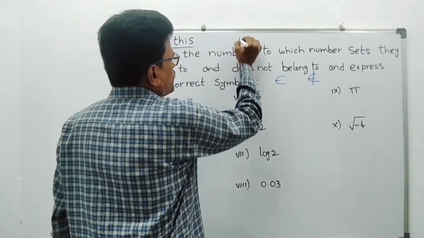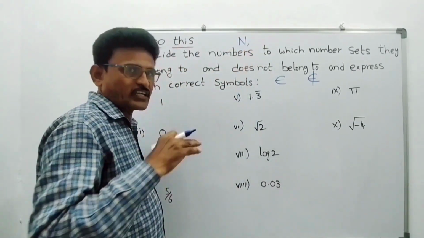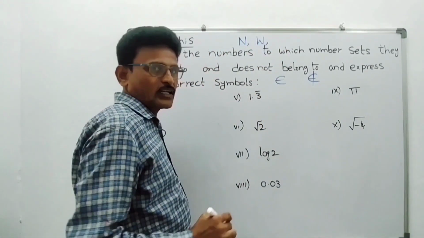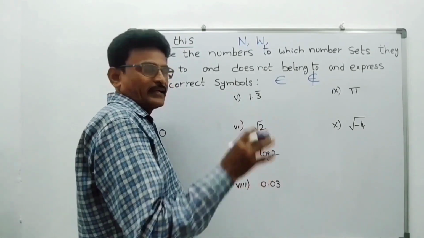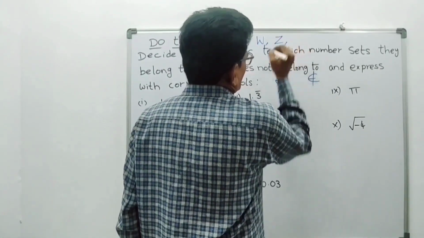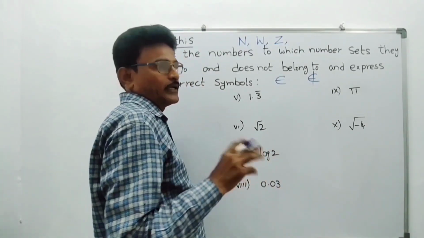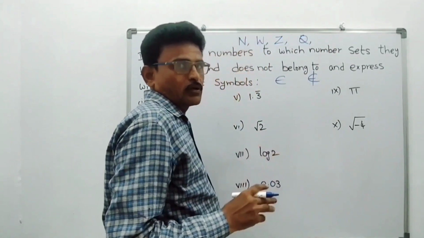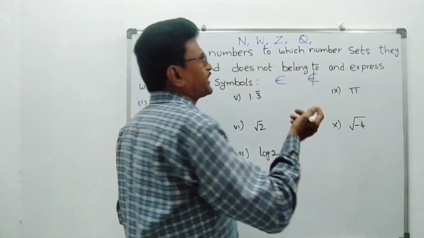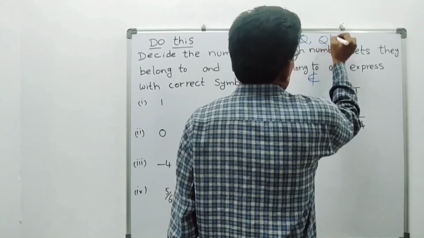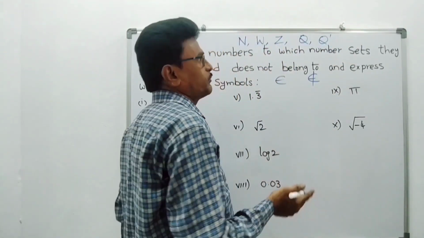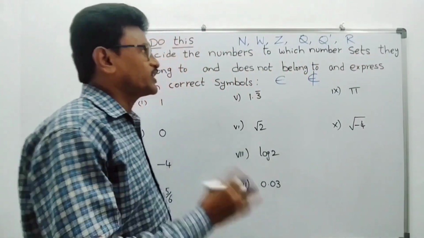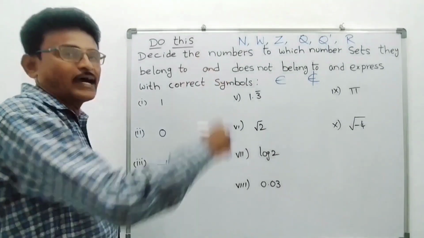First one everybody knows: the natural number list, starting from 1, 2, 3 like that. Next, if you include 0, that is the whole number list. After that, add negative numbers also, that is the integer list, Z or I. Next, fractions, numbers of p by q form, are in Q. Next, if numbers cannot be written in p by q form, they are irrational numbers. We can write I or Q dash; Q dash means irrational numbers. Now all these are said to be real numbers. That's the final one: rational and irrational numbers are said to be real numbers.